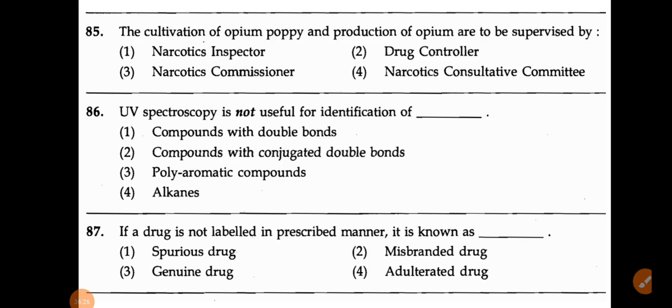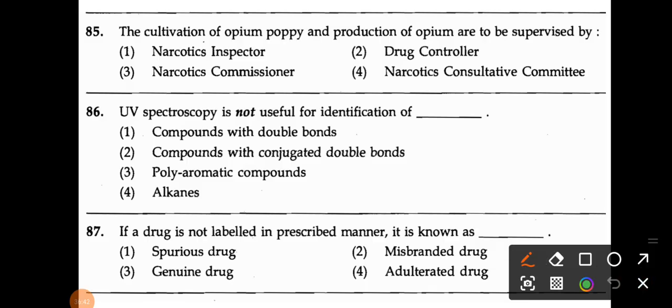The next one, the cultivation of opium poppy and production of opium are to be supervised by Narcotic Inspector, Drug Controller, Narcotic Commissioner, Narcotics Consultative Committee. So what is the correct answer here? That is your Narcotic Commissioner. The next one, UV spectroscopy is not useful for identification of.